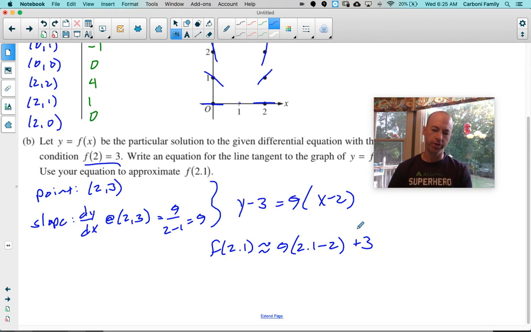And I would encourage you to stop right there. You do not have to simplify it. However, that does clean up to 3.9 if you so desire to do that. And that is all I wanted to look at on this one.